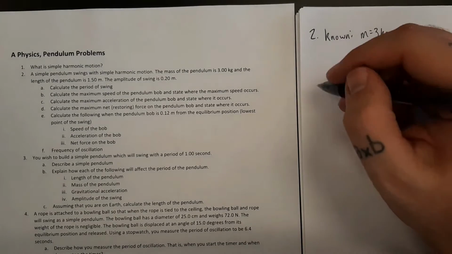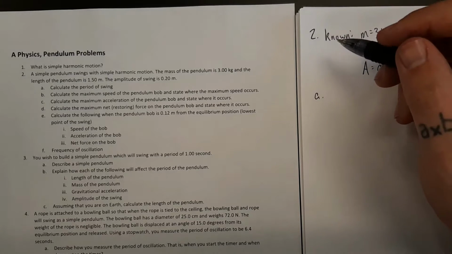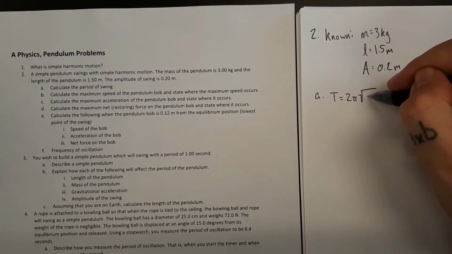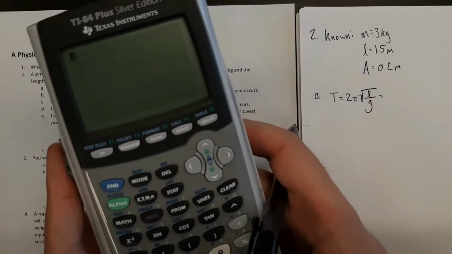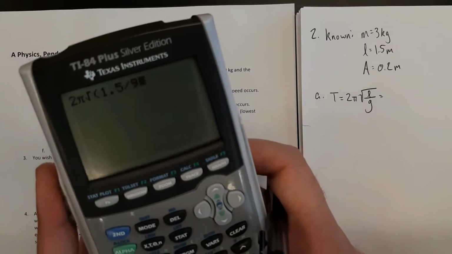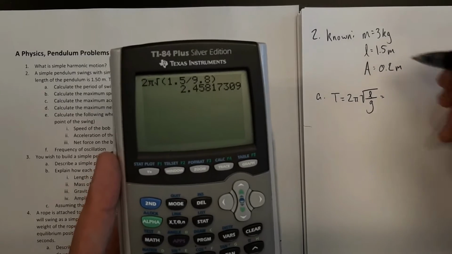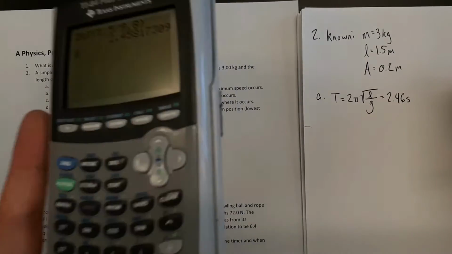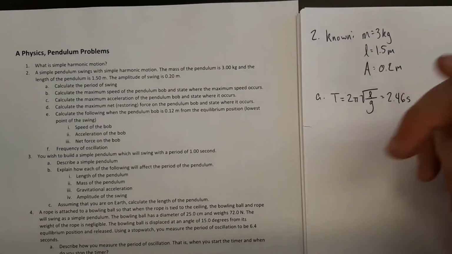Okay, we're looking for the period of the swing. So when you're looking at the period of a pendulum, at least for a simple pendulum for relatively small angles, the period is going to be equal to 2 pi times the square root of your length over gravity. So in this case, we've got 2 pi times the square root of 1.5 divided by 9.8, because it didn't mention anything about being on a different planet or anything. All right, so we've got a period of oscillation of 2.46 seconds.